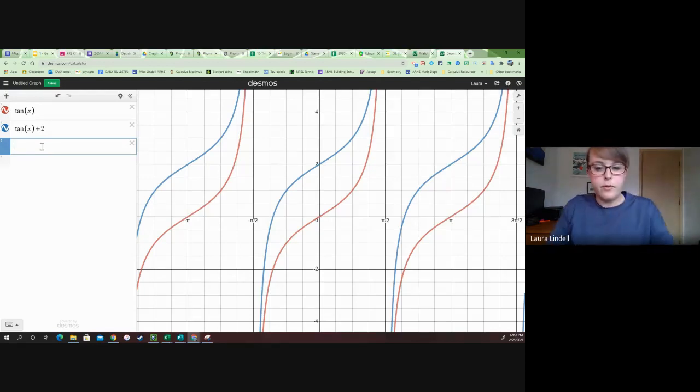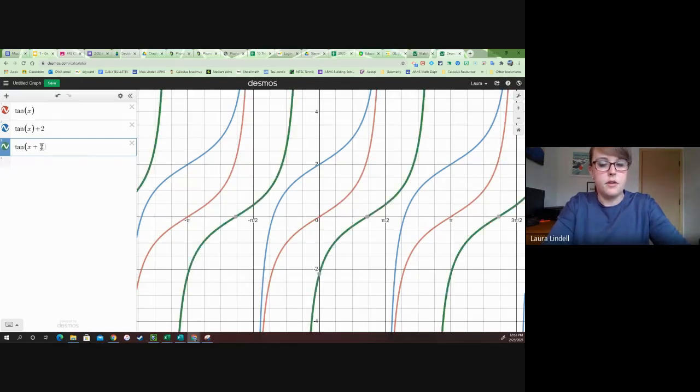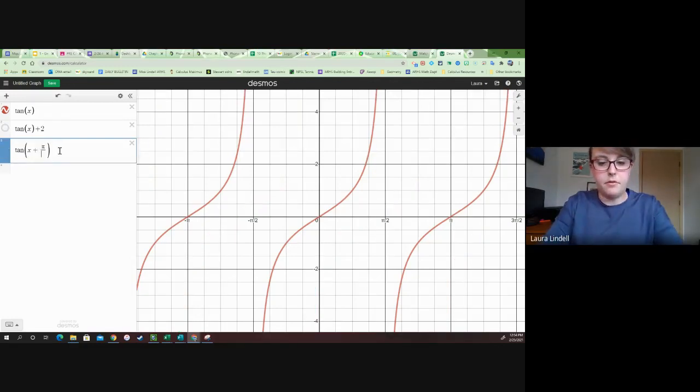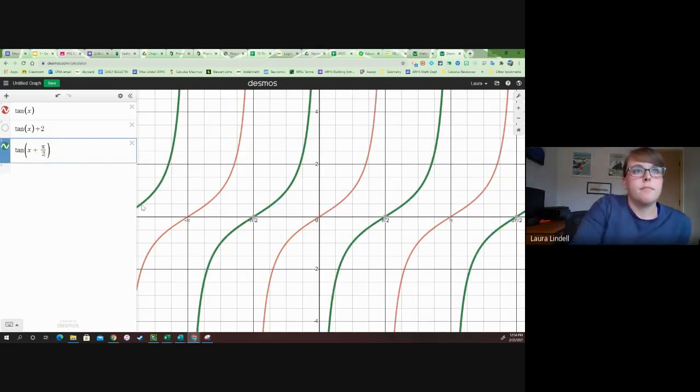Okay, well, what if we did tangent of x plus 2, inside the parentheses? Well, that just takes our original thing and moves it to the left. Or what if I did plus, I don't know, pi over 2? So it takes the thing and shifts it to the left pi over 2.